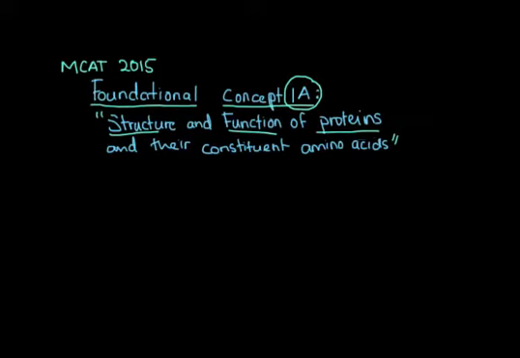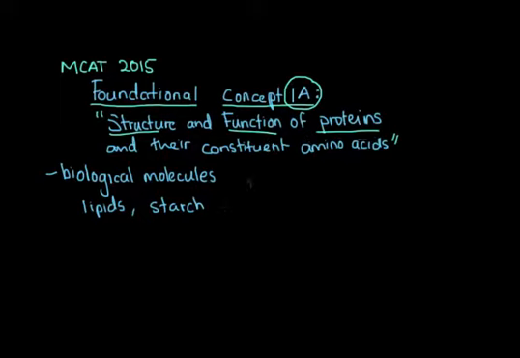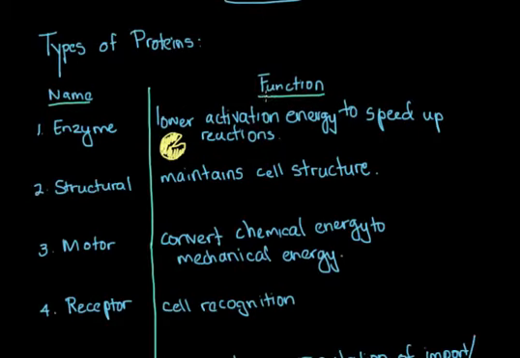A good way to define a protein is that, quite simply, a protein is a biological molecule. There are other kinds of biological molecules as well. Lipids, for example, are another kind. There are starches or carbohydrates, but we are primarily focusing on proteins for this video.